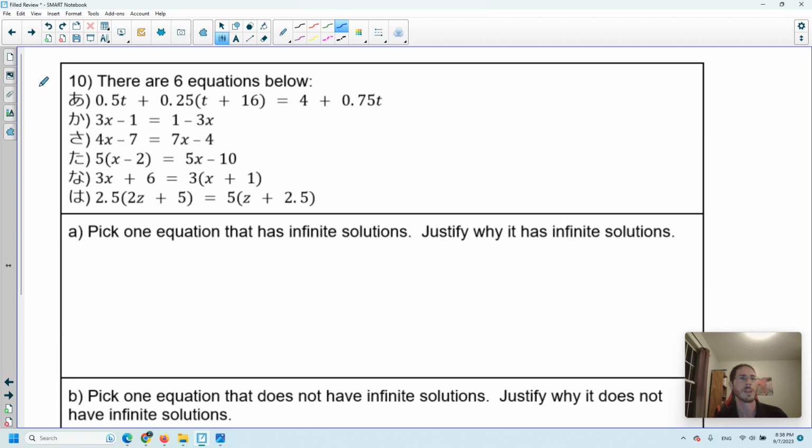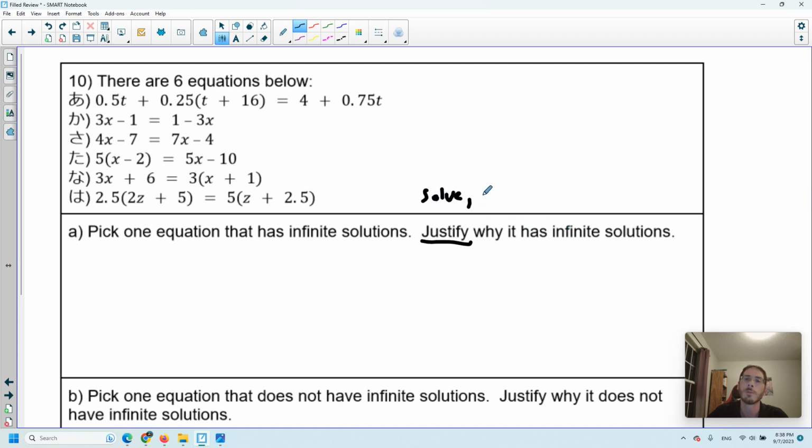For 10, 10's kind of fun. We have 6 equations. So we have to pick between Aka, Satana, and Wa. And you have to pick one equation that has infinite solutions and justify why it has infinite solutions. So this word justify, there's a couple things that you can do to justify math. So for some people, justify might just be solving the equation. That's one way to justify is to just solve it out and show me that you've got infinite solutions.